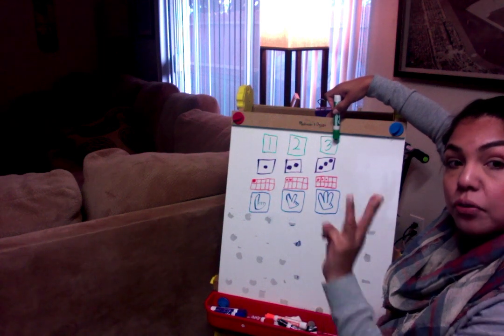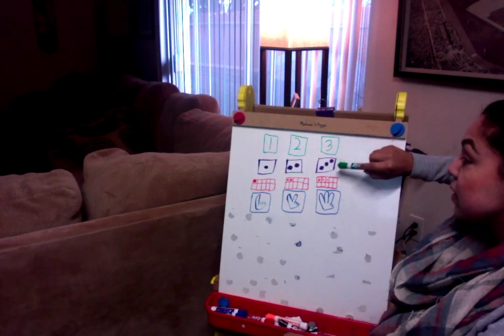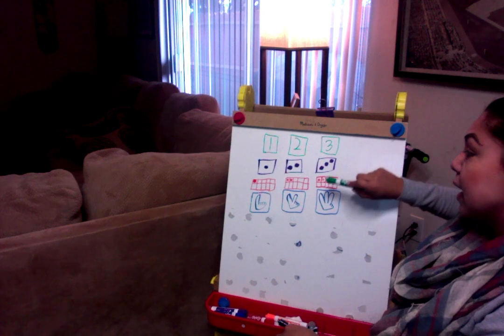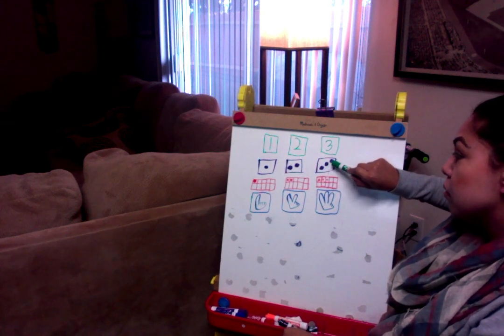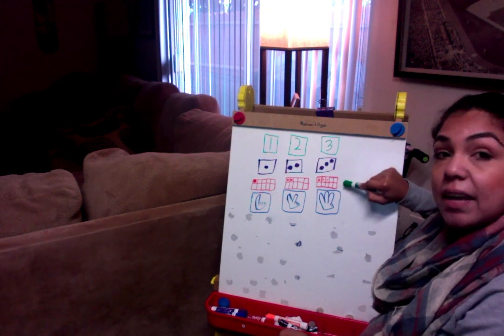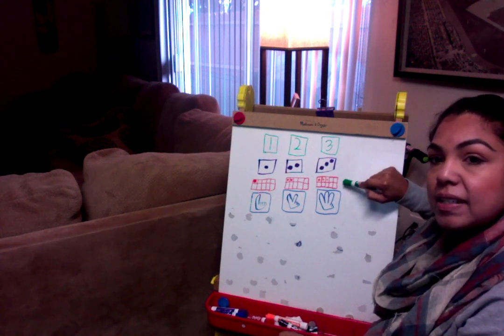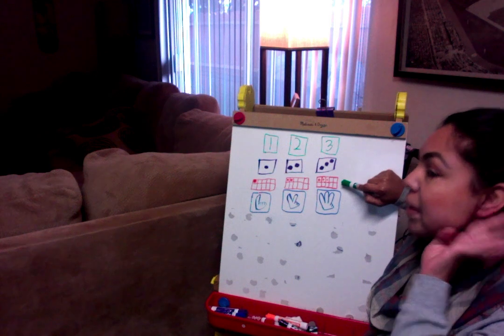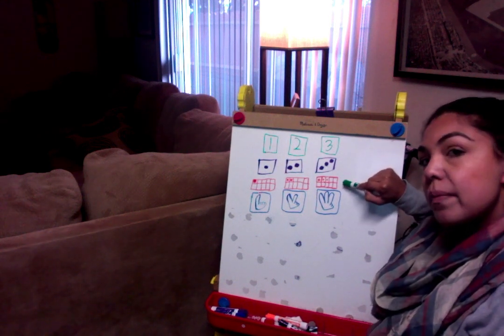The number 3. Okay. Here we have a dice. And how many purple dots do I have? 1, 2, 3. Just like the number 3. Very good. Then we have our 10 frame, our handy dandy 10 frame. How do we say it? 10 frame. Very good. How many dots are in my 10 frame?